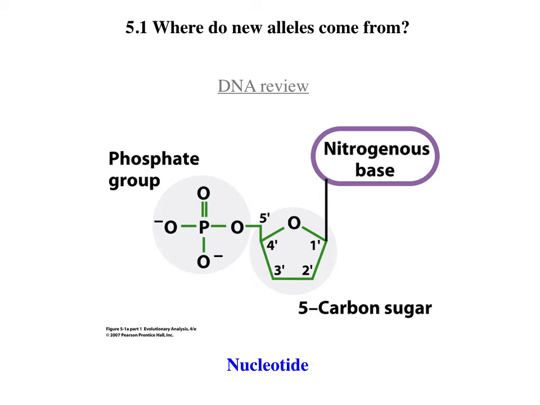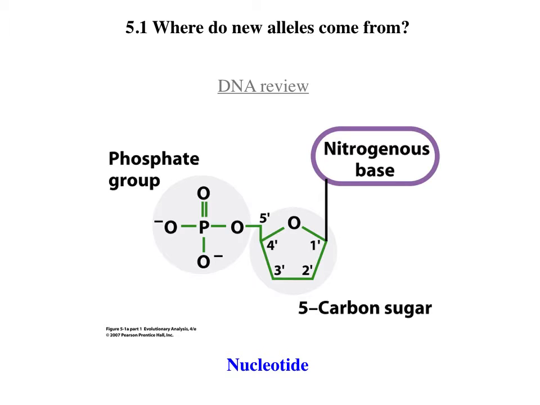So before we talk about genetic variation and look at where new alleles come from, we should probably do a quick review of DNA. So DNA is a nucleic acid. A nucleic acid is a polymer made up of monomers. The monomers that make up DNA are called nucleotides. And here you have a figure of a nucleotide.